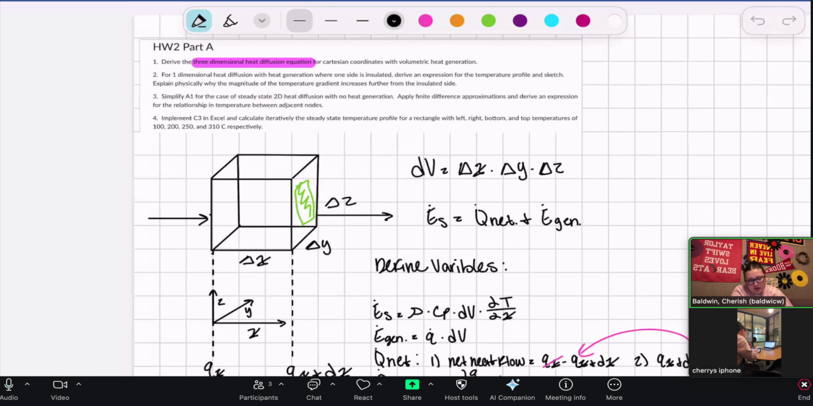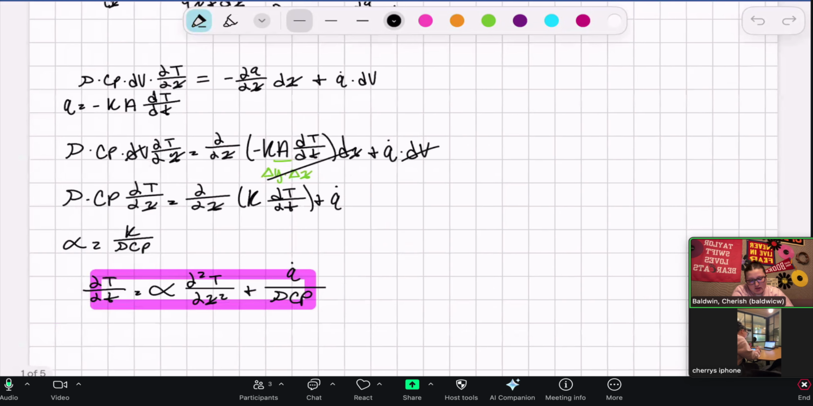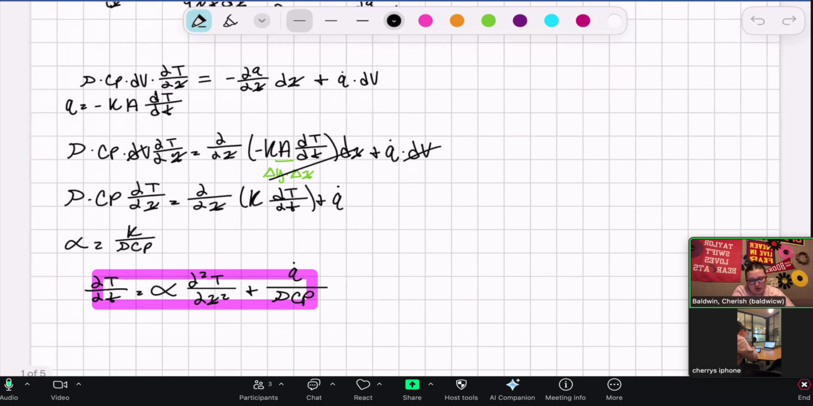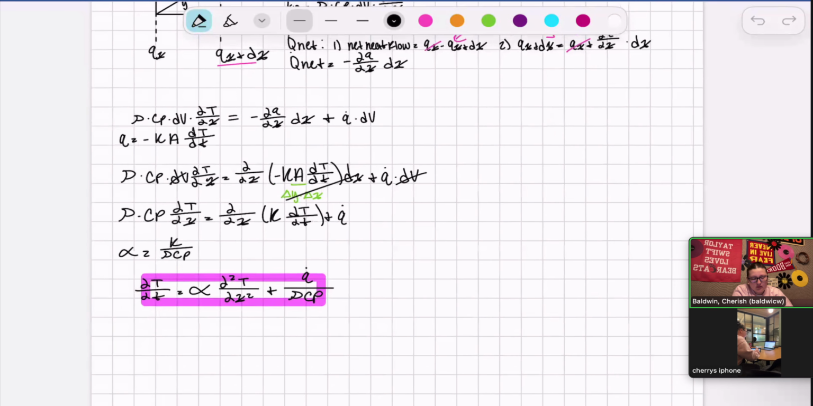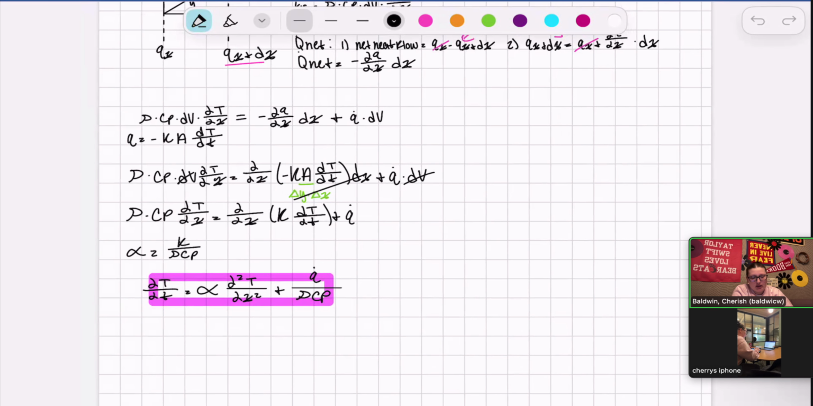So the three-dimensional heat diffusion equation is the partial derivative of temperature over time equals heat diffusivity times the second partial derivative of temperature over distance, plus q dot over density times the heat capacity.